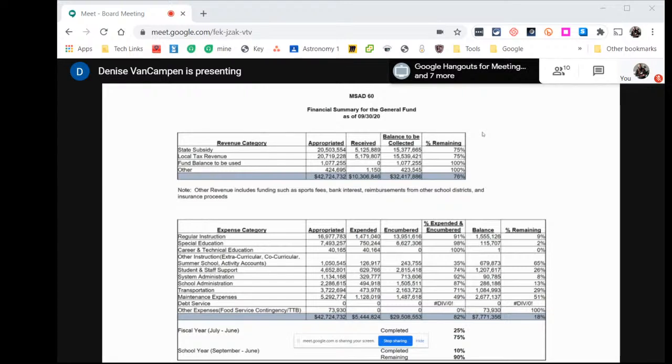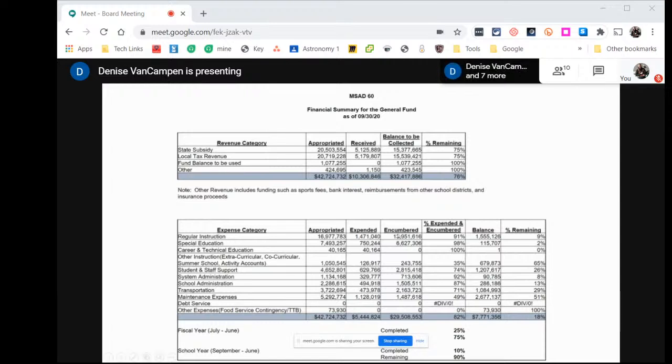This is prepared and given to the board each month, usually by the superintendent. The top section shows our revenue, largely the state subsidy, the local revenue, the fund balance, and other revenues we expect to receive. You'll notice that approximately 75% is remaining in state and local revenue, and if you look at the bottom, 75% of the fiscal year is left. So that tells me we're right on target with our payments.